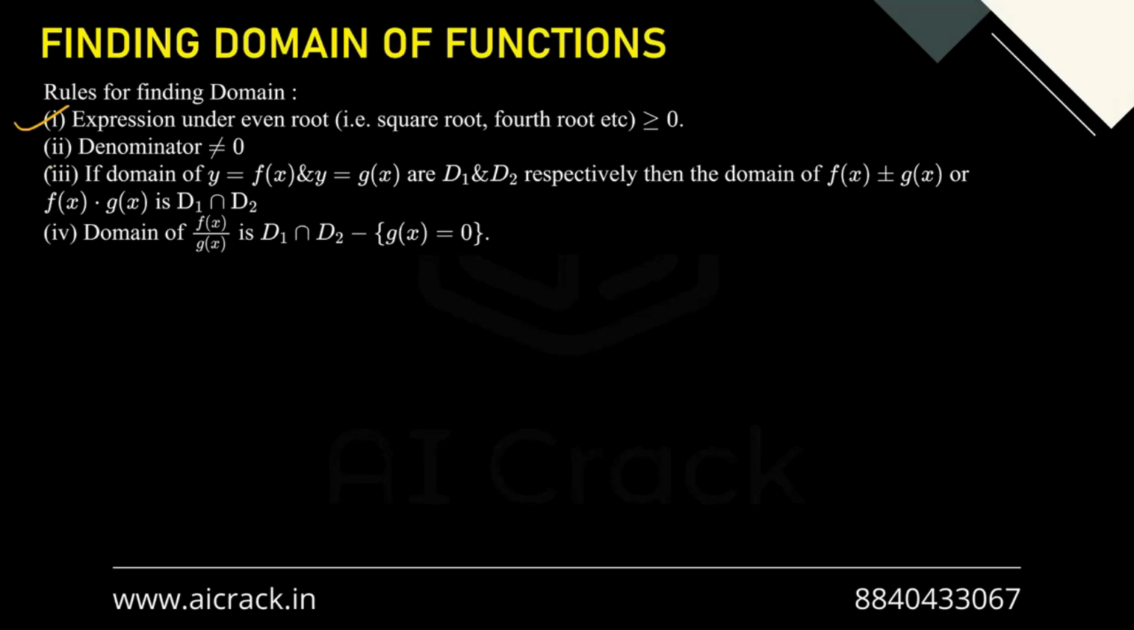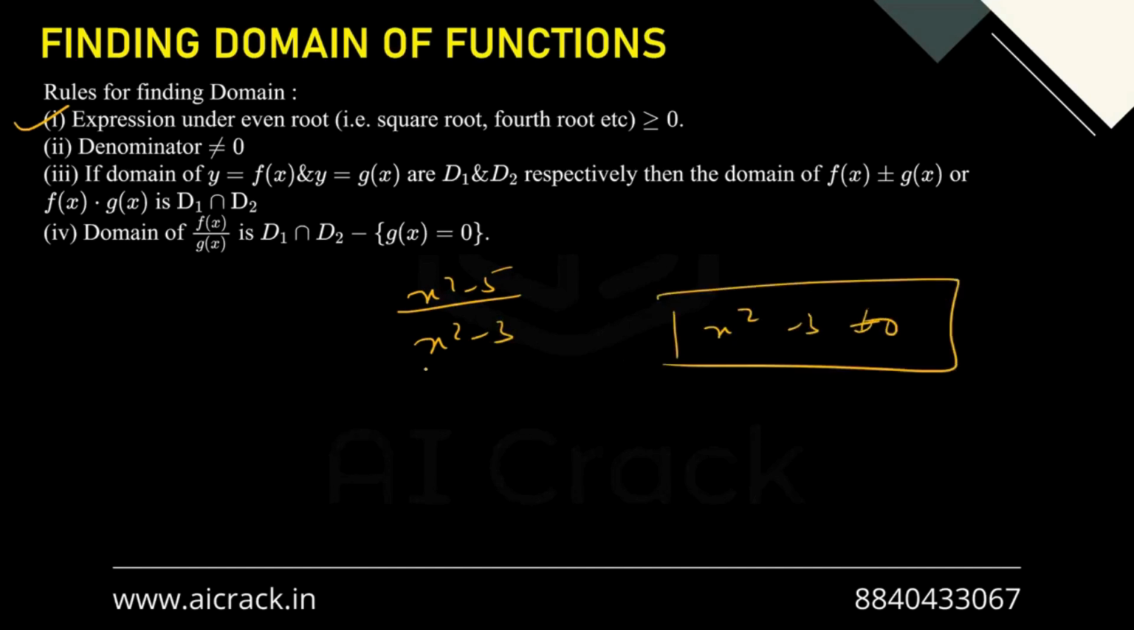Now the second rule is denominator should not be equals to 0. So let's say we have a function x square minus 5 divided by x square minus 3. Now in this case x square minus 3 should not be 0. Why? Because denominator cannot be 0. In case if this function becomes 0, this entire function won't be defined, right? So in that case, we have to put this domain restriction that x square minus 3 should not be 0. So that is our second rule.